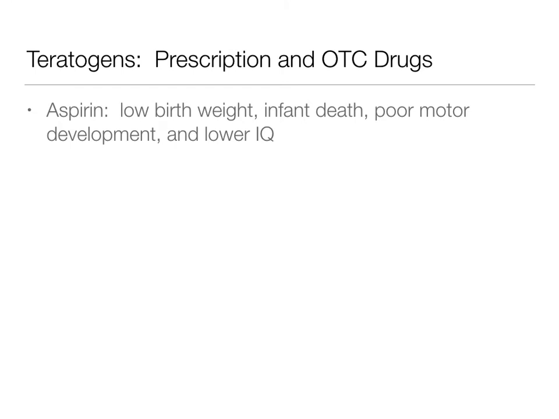Aspirin can be known to cause low birth weight, infant death, poor motor development, and lower IQ. Caffeine, there's some indication that it's linked to lower birth weight and miscarriages. This is only in really great amounts. One cup of coffee a day, most doctors say is not a problem.